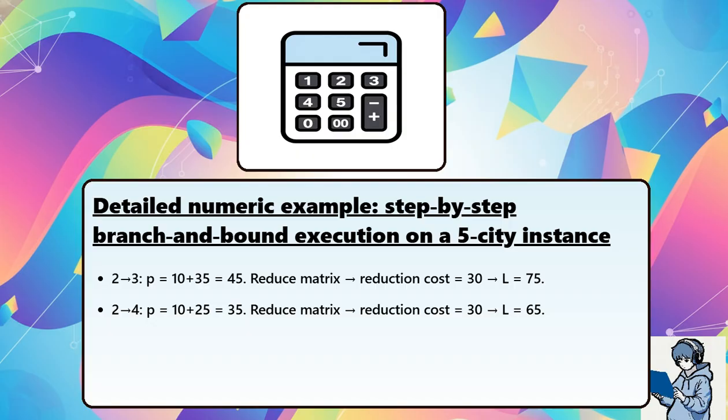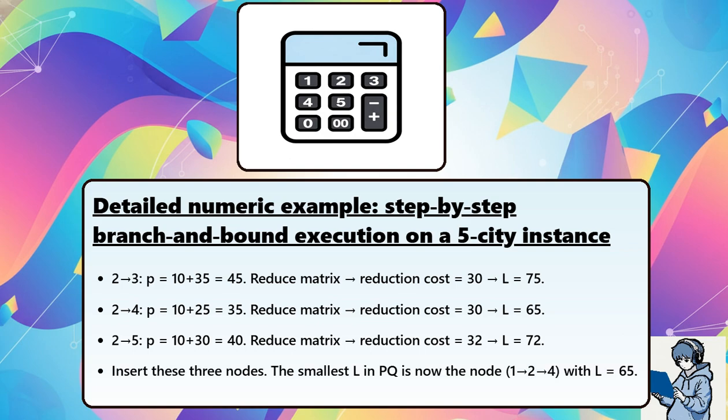Edge 2 to 4, partial cost P equals 10 plus 25 equals 35. Reduce the matrix, reduction cost equals 30, lower bound L equals 65. Edge 2 to 5, partial cost P equals 10 plus 30 equals 40. Reduce the matrix, reduction cost equals 32, lower bound L equals 72. Insert these three nodes. The smallest lower bound in the priority queue is now the node 1 to 2 to 4 with lower bound 65.